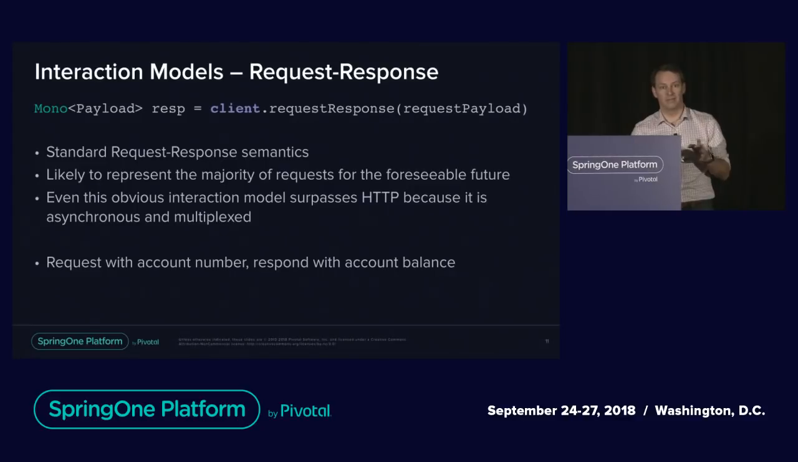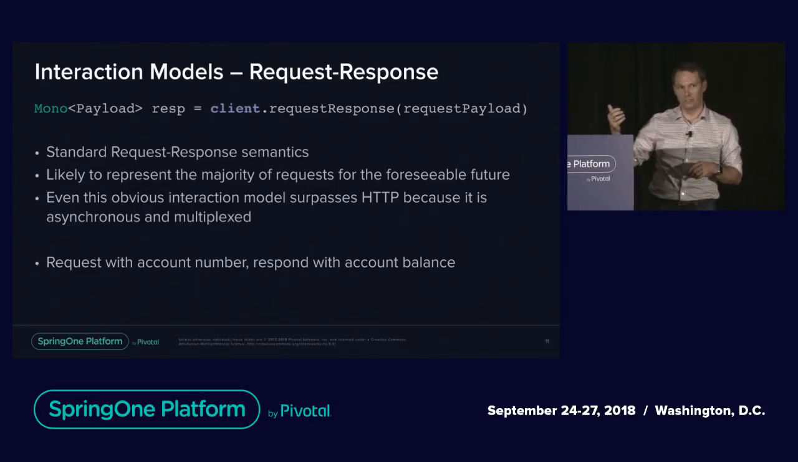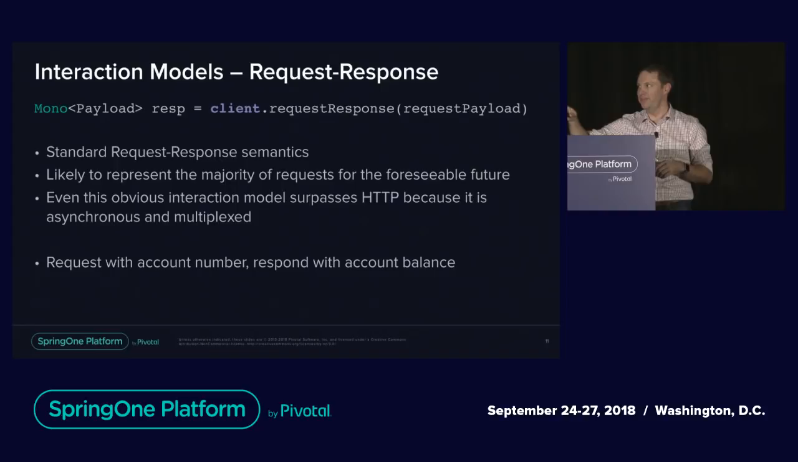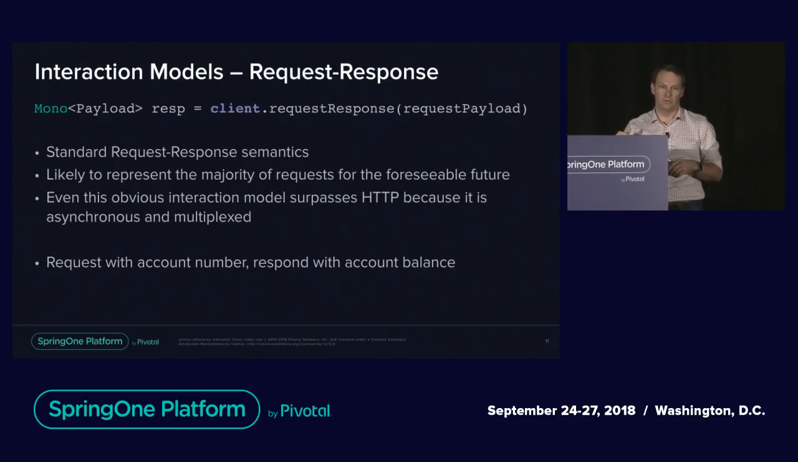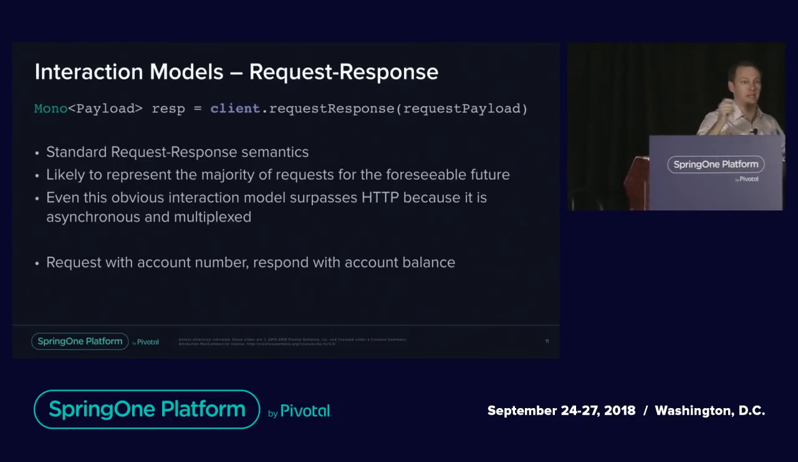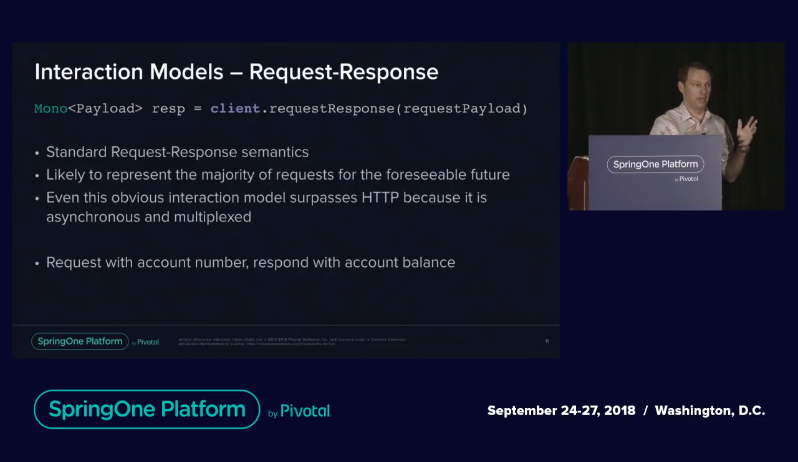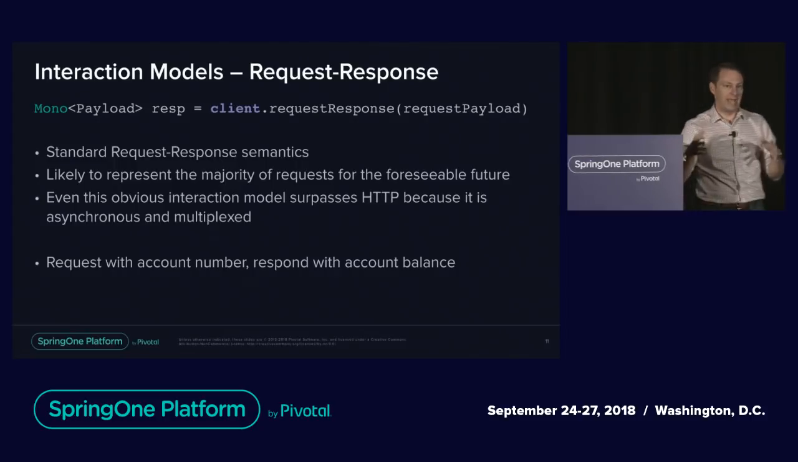And they're multiplexed over that network, so you can more efficiently use resources. An example of something like this might be, I've got my app on my phone to my bank. It sends a request of the account number, and it responds with my negative account balance, right? And so you'll see an API that looks a lot like this. I have my client. I initiate a request response passing in this payload, and it is going to give me a mono.